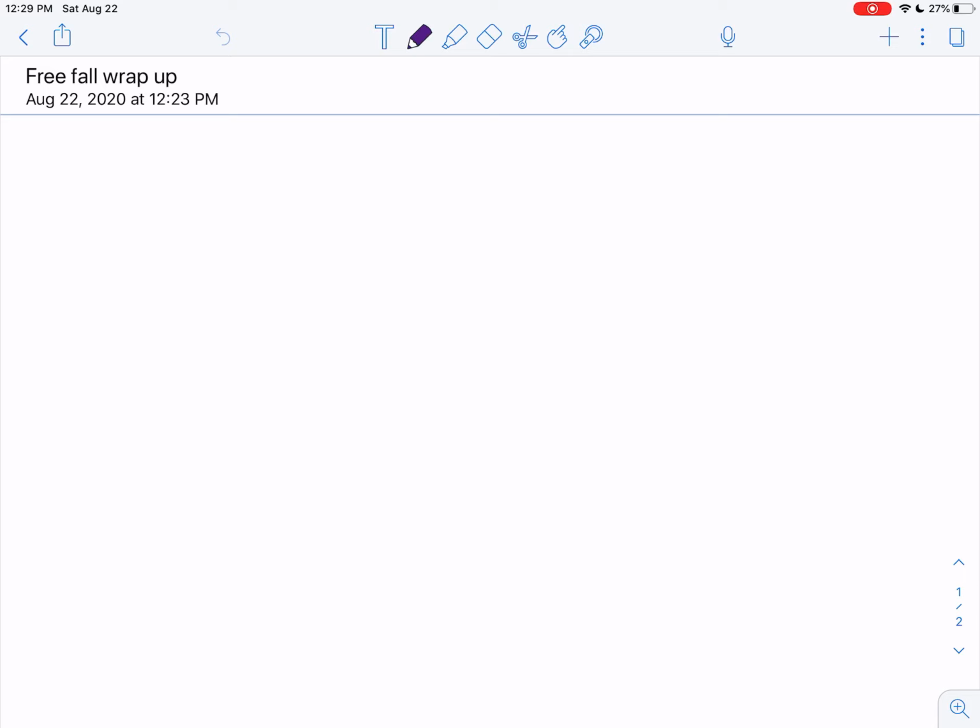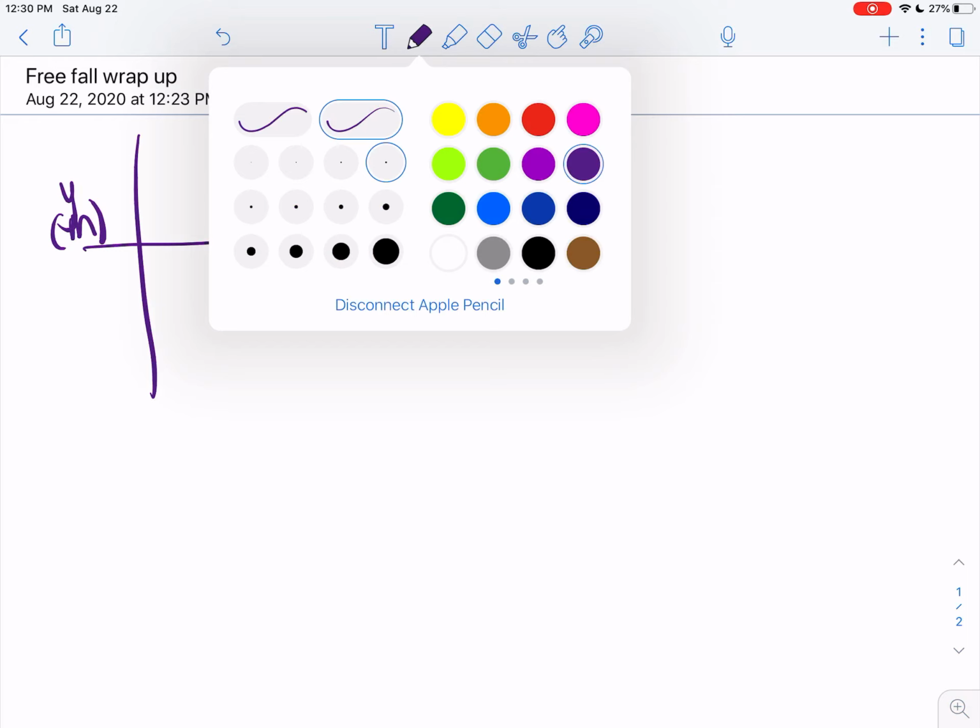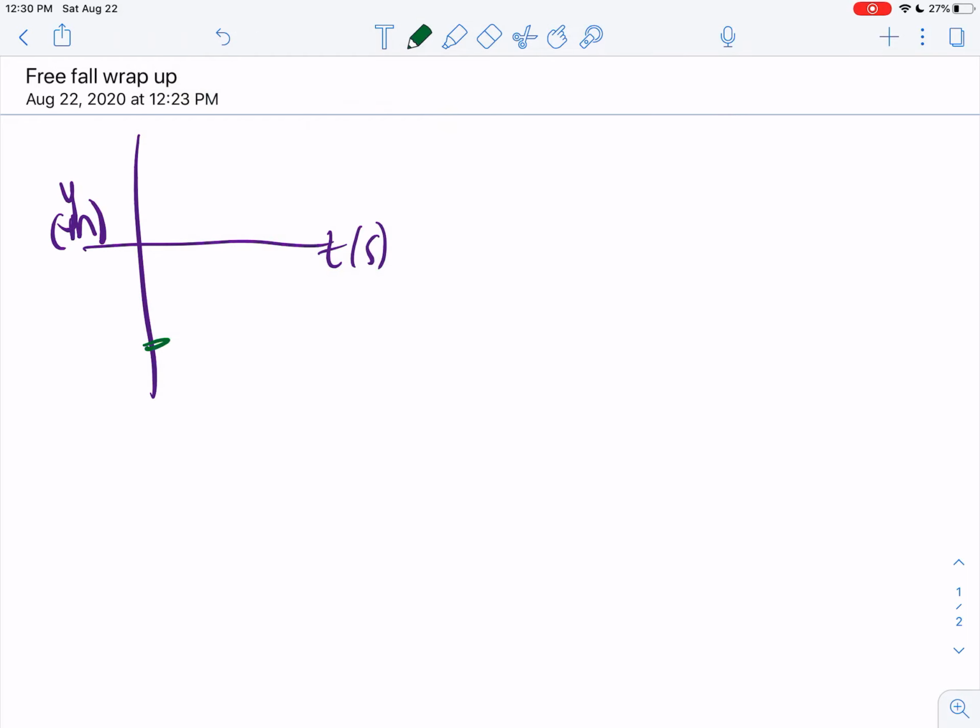All right, so here's a quick wrap up of the free fall lab. Hopefully this is what you found. You had a position time graph. If you want to call it Y, that might be a good idea since it's vertical on your graph. You saw it started at a position of around -50, and it went up pretty much close to the 0.